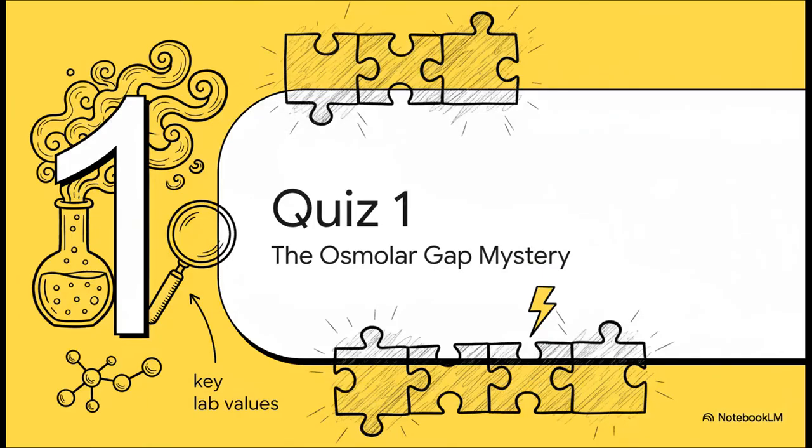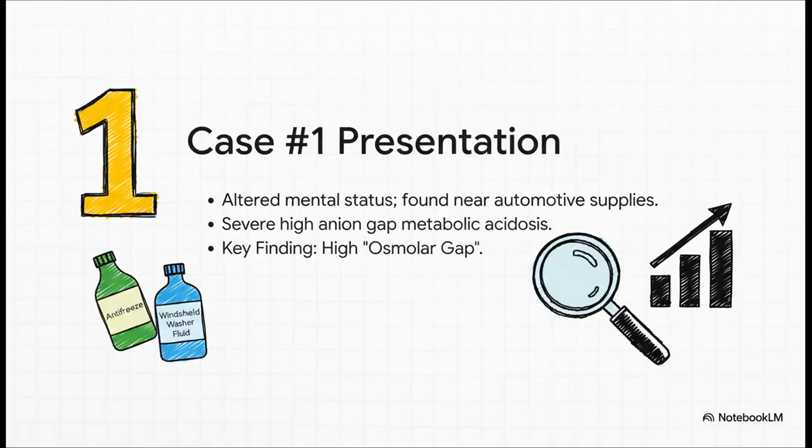All right, challenge number 1. This is a real classic toxicology puzzle. It all comes down to putting two key lab values together to crack the case. Let's see the details. So, here's our patient. The context, being found near automotive supplies, is a huge clue, obviously. But the lab data is where the diagnosis really gets locked in.